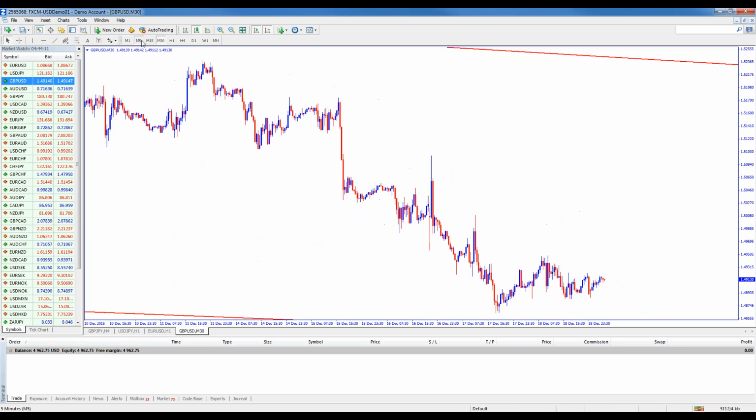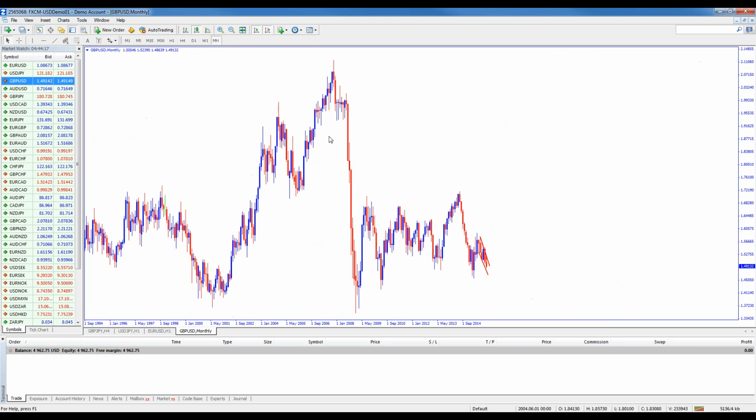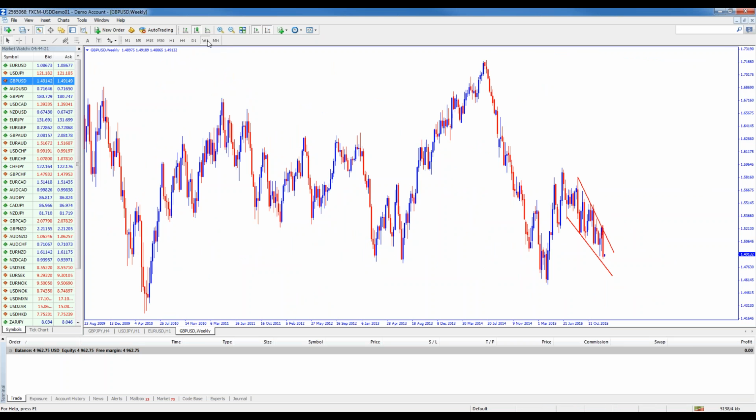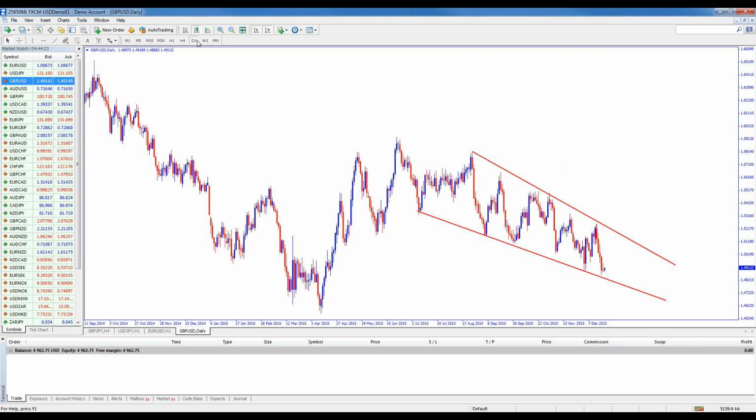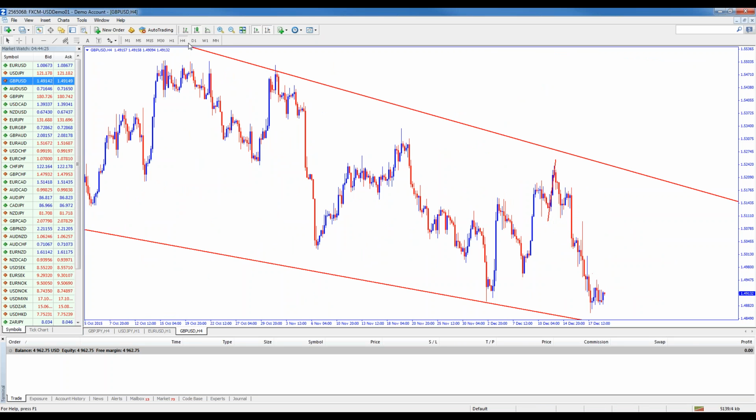What's all this up here? What's this M5? Right here is the highest time frame, the monthly chart. You click on that, that's the monthly chart. You click here on the W, that's the weekly chart. You click on the D, that's the daily chart. The H4, that's a 4-hour. What does it all mean? Let's go back.